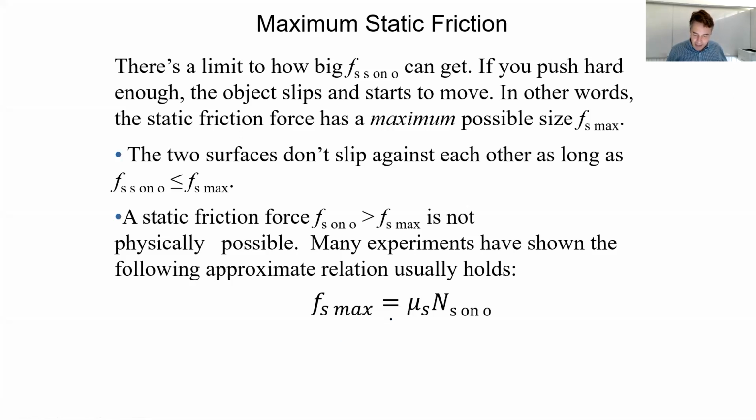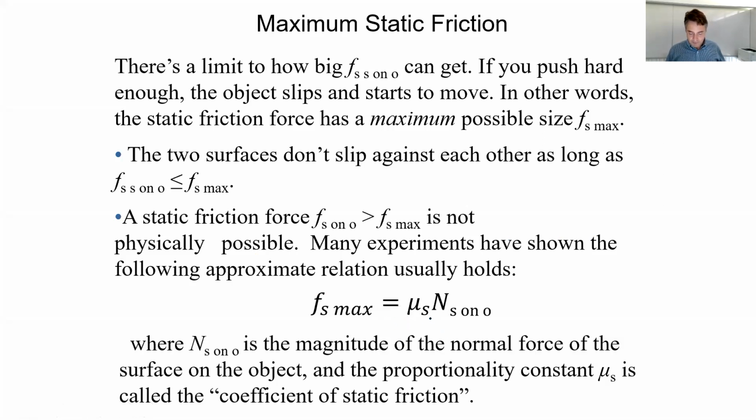Many experiments have shown that the following approximate relation usually holds: F_s max is equal to something times the normal force. And once again, this is a dimensionless coefficient, which you look up in some table somewhere. But it's different from the coefficient of kinetic friction. So we have this equation, and I want to see if you can use it. I'm going to give you a couple of polls here.